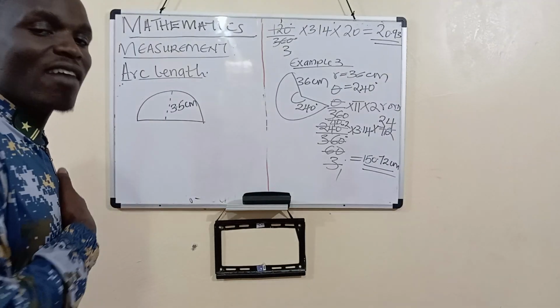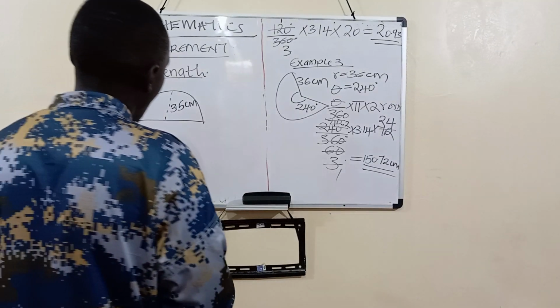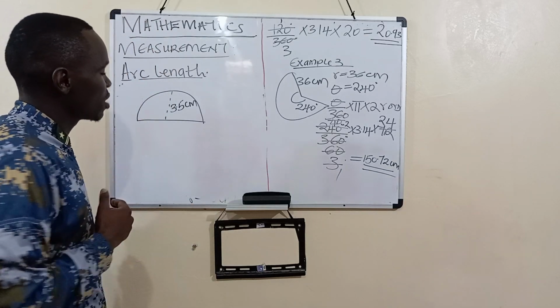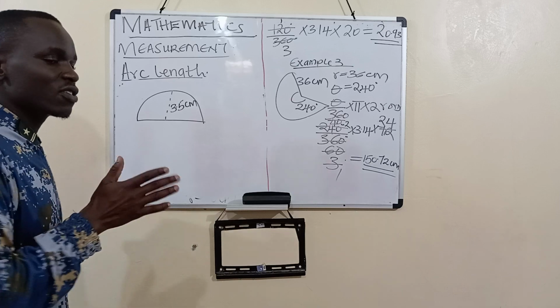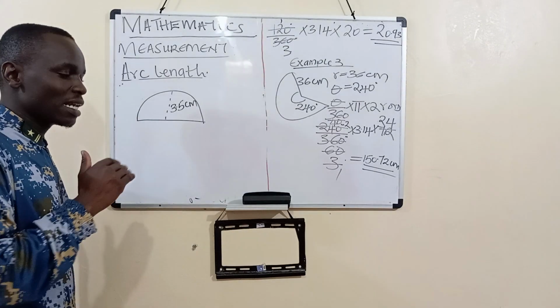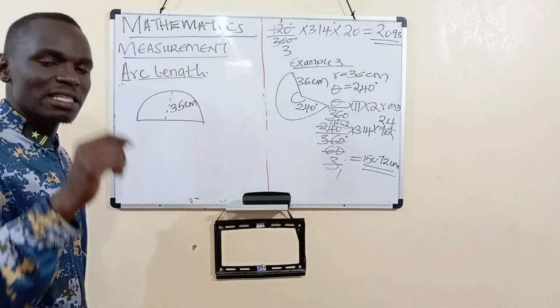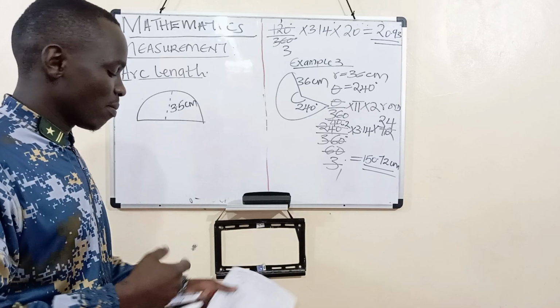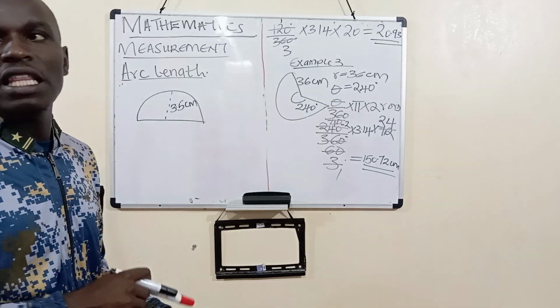Because we do not have an angle, how do we maneuver, or how do we move around this? First of all, you have to understand that we said an arc is a part or a portion of the circumference.